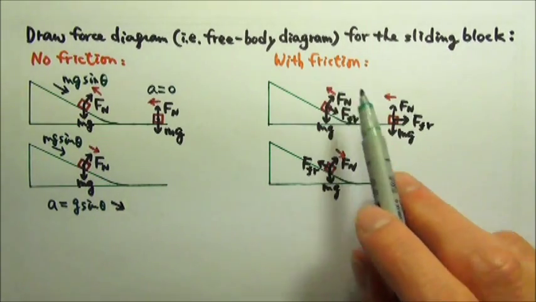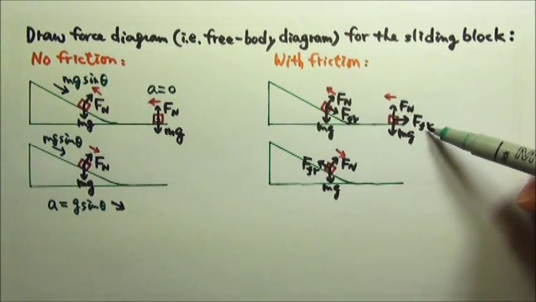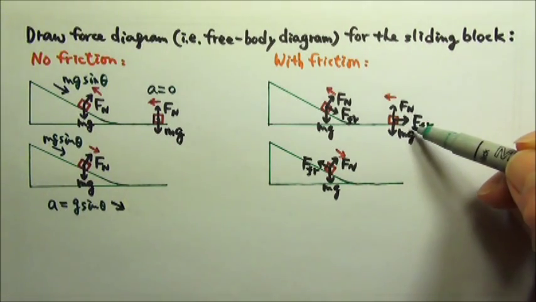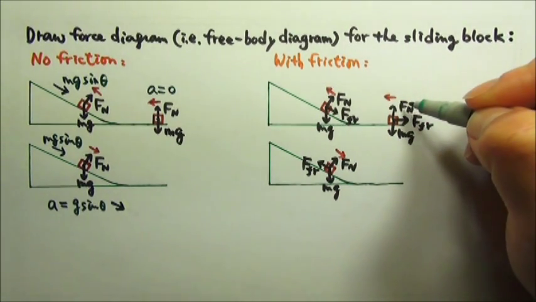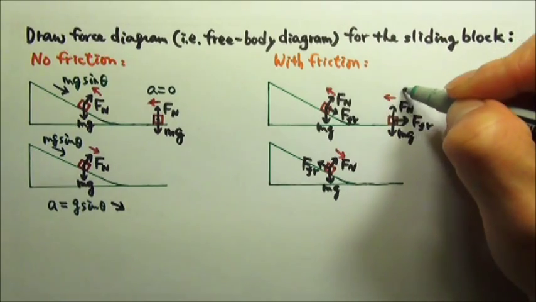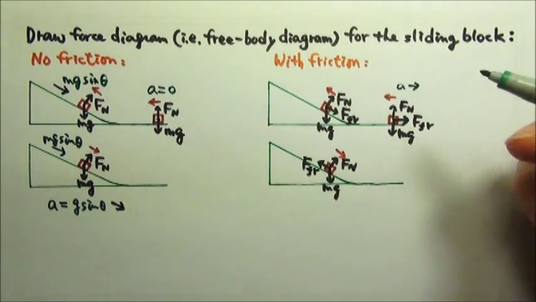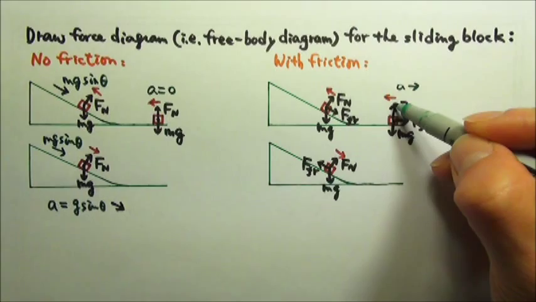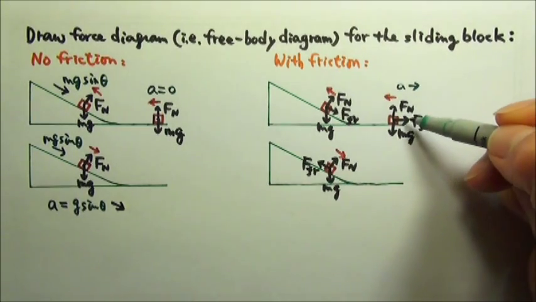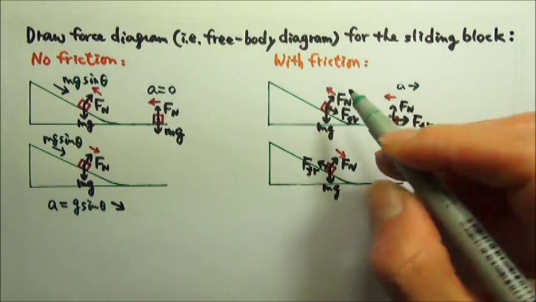When there is friction, friction goes this way, slowing the block down. So when the block is sliding to the left, the acceleration goes to the right, opposite to the direction of the velocity. So the block is going to slide slower and slower.